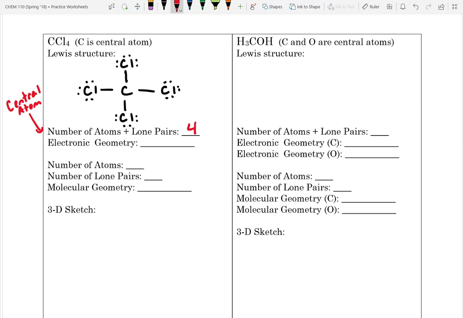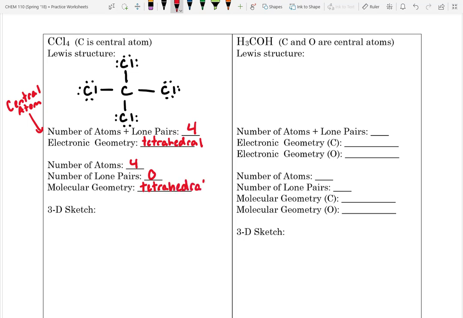All right, if we think about the electronic geometry, what should it be? What do you think? Be tetrahedral, absolutely. All right, and then same thing, number of atoms bonded around carbon we said was 4. Number of lone pairs we said is 0. What's the more specific geometry? And it can be the same. Just tetrahedral. So sometimes your molecular geometry and electronic geometry are described the same way.